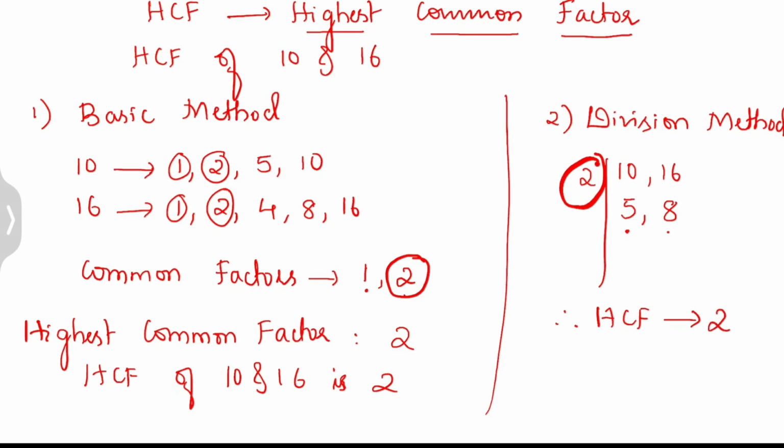Now as we have done with the introduction part, we will start with our problems. So first problem: LCM of 24, 36 and 72 is how much? This we will do with the division method only. In the division method we have to divide these numbers until we reach 1, 1, 1.